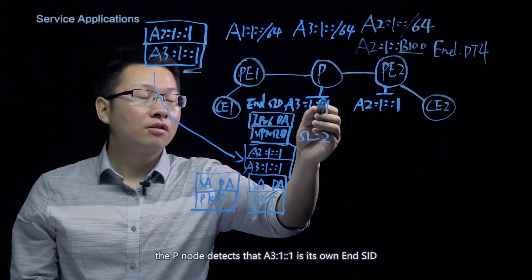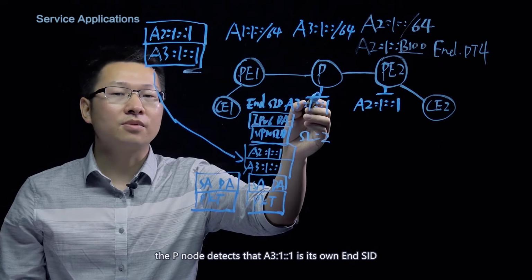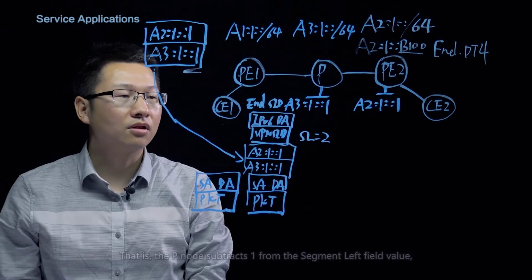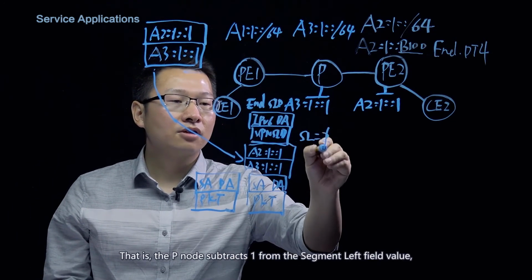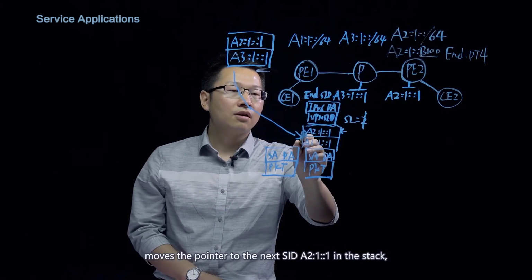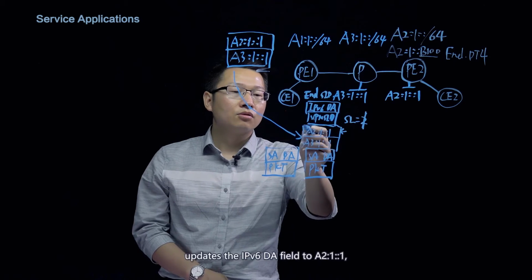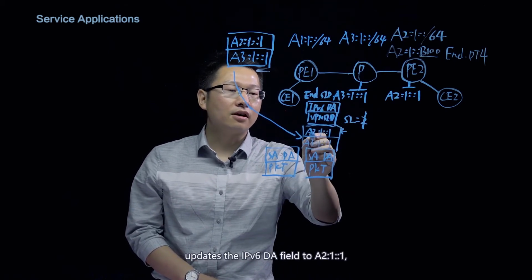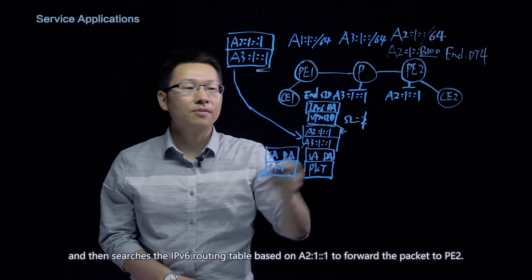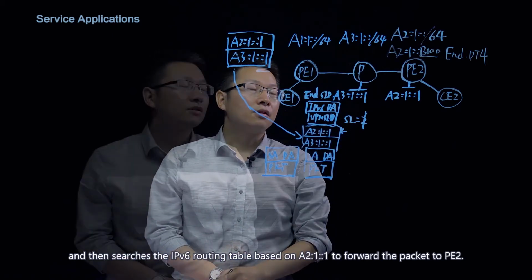After receiving the packet, the P node detects that A3:1::1 is its own End SID and therefore executes the instruction implied by the End SID. That is, the P node subtracts 1 from the Segments Left field value, moves the pointer to the next SID A2:1::1 in the stack, updates the IPv6 DA field to A2:1::1, and then searches the IPv6 routing table based on A2:1::1 to forward the packet to PE2.